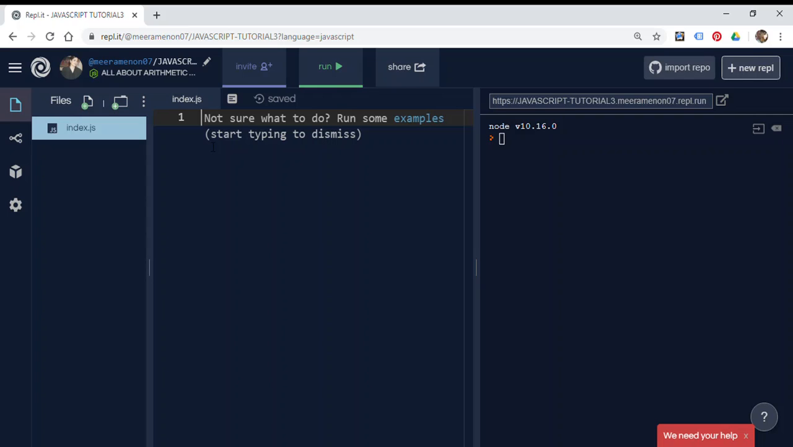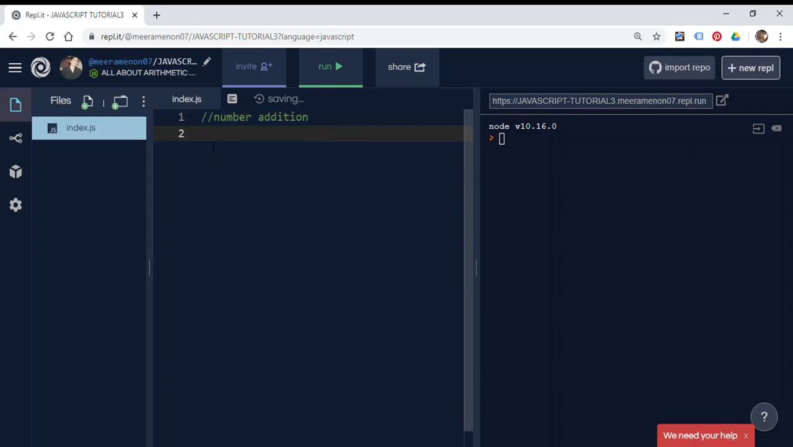Okay, so first in arithmetic operators we'll be talking about numbers, number addition. As we all know in arithmetic, we know what a number is and we know what addition is. I have covered that in my previous lesson, and addition you already know, it's adding two or more numbers. Okay, so let's see how the operation is carried out.